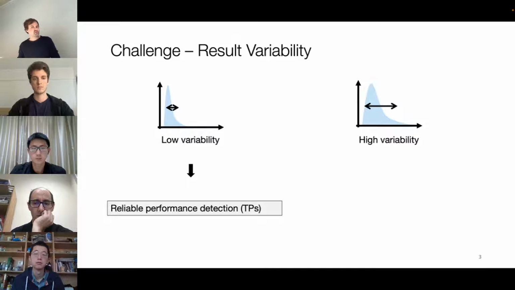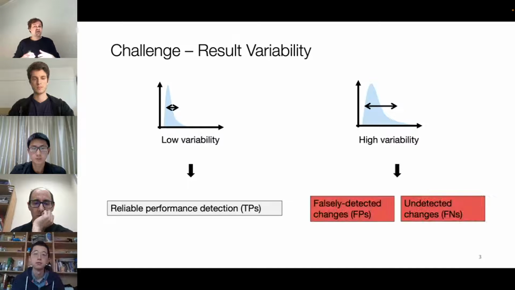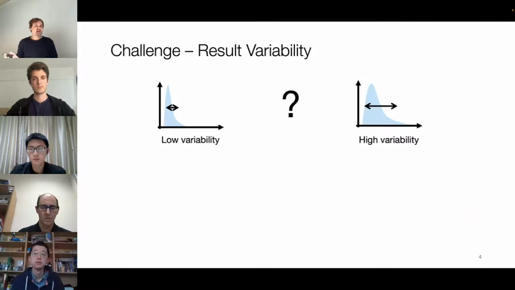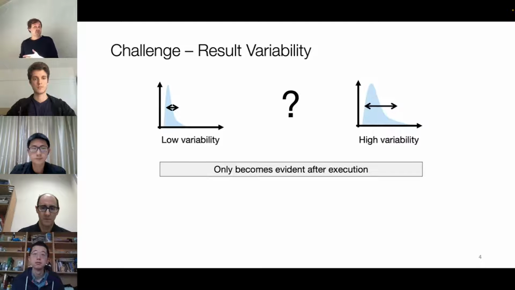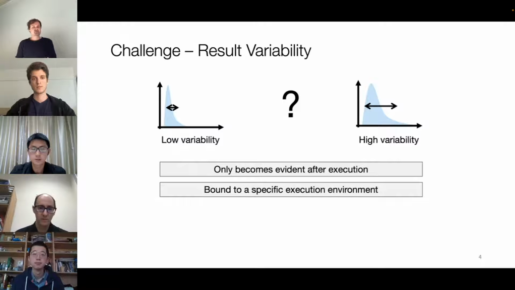However, if we have high variability, we can potentially have one of these 2 scenarios where we detect a change, although there shouldn't be one, so a false positive, or we do not detect the change because the performance change is masked by the variability of the results, so a false negative. But it's really hard to say whether a benchmark will have low or high variability. Only after we have executed it does it become evident, when we look at the results. And it's always bound to a specific execution environment where we execute the benchmarks.